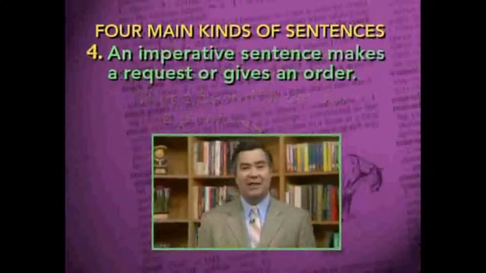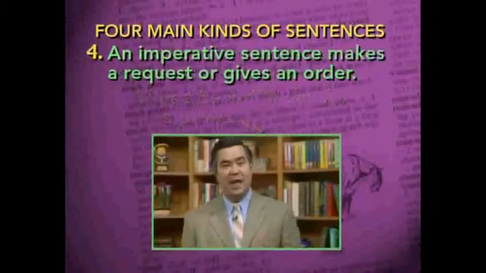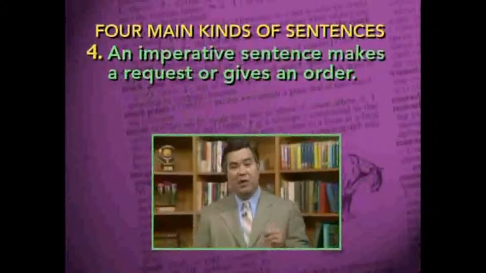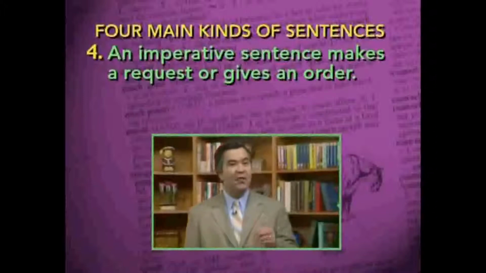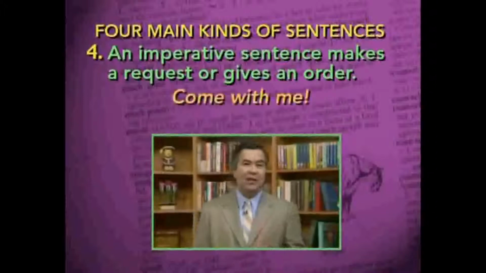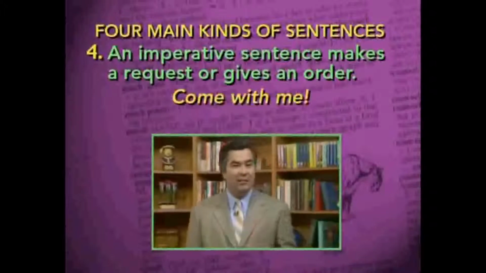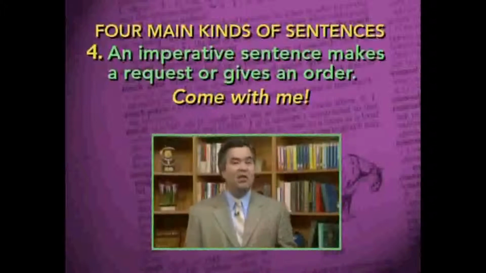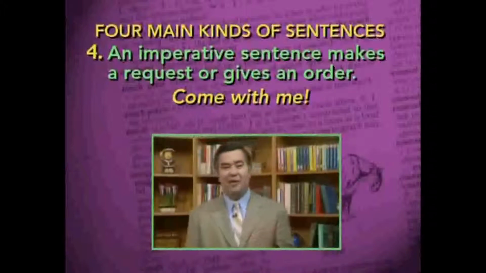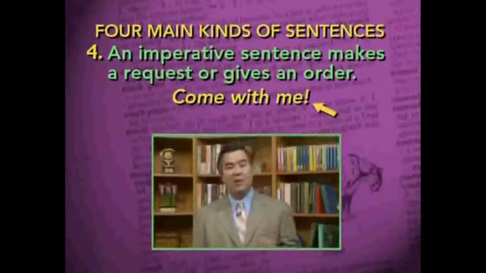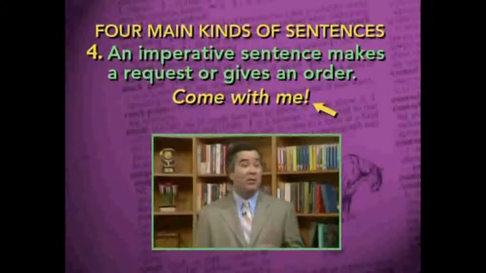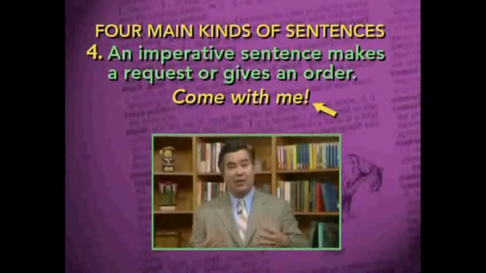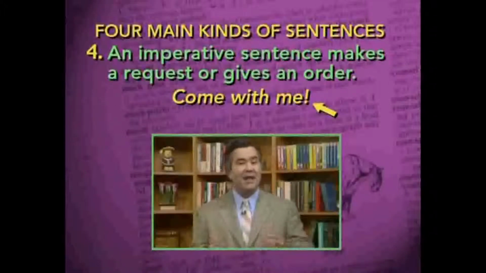The fourth type of sentence is an imperative sentence. An imperative sentence makes a request or gives an order. The person who hears an imperative sentence is being required to do something. Look at this example. Come with me. This is an imperative sentence because I'm inviting the person who hears the sentence to do something, namely, to come with me. An imperative sentence may end with a period or with an exclamation point. It all depends on how forceful the request or command or order is intended to be.